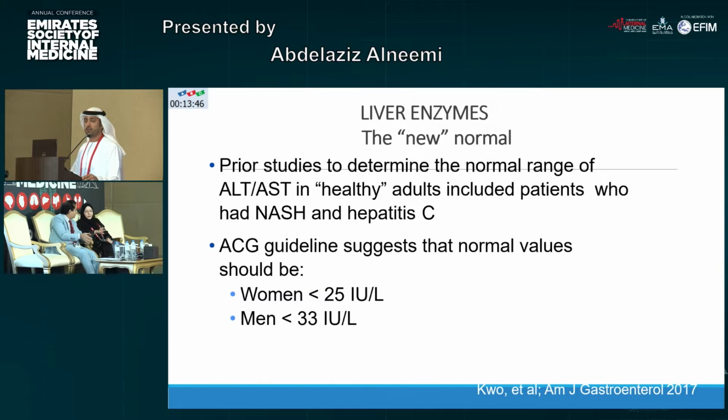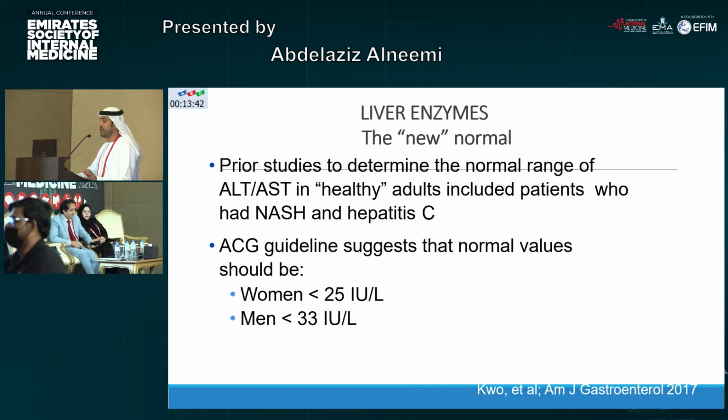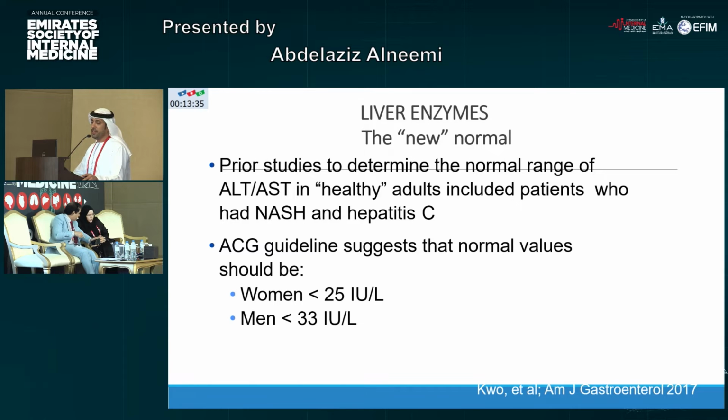What you are seeing in your hospital, in your lab, the reference range of ALT/AST is not true. The ACG guidelines suggest the normal value should be less than 25 for women and less than 33 for men.